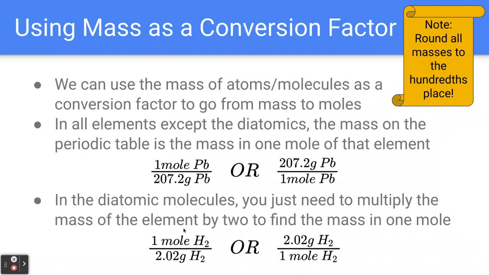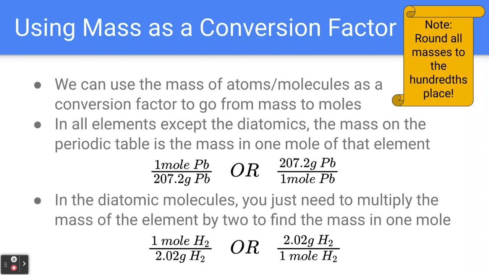To find the molar mass as a unit conversion, if we have just a single element, except for the diatomics, the mass on the periodic table is the mass in 1 mole of that element. So any of your non-diatomics, if we're just dealing with one singular element, it's just the mass off the periodic table per 1 mole. Note that you should try to round all masses to the hundredths place. Lead is kind of special. It only gets the tenths place, but almost everything else gets us to the hundredths place, 2 past the decimal.